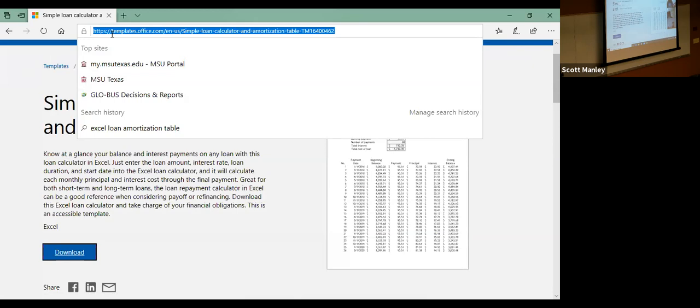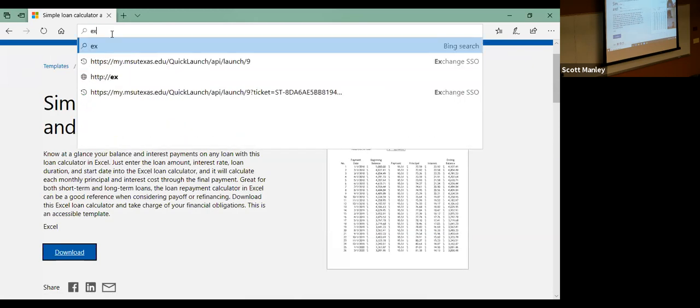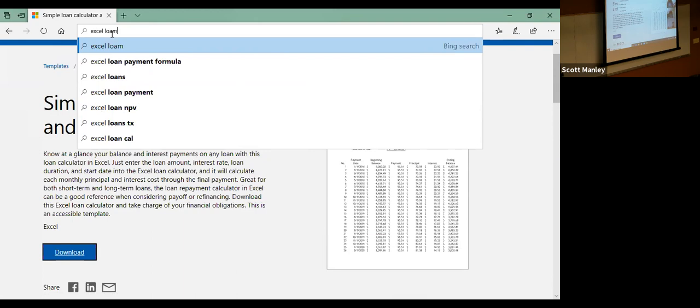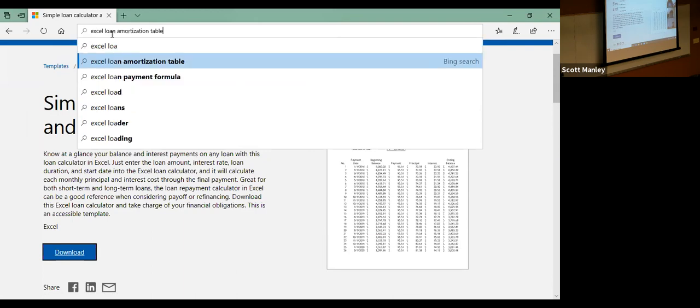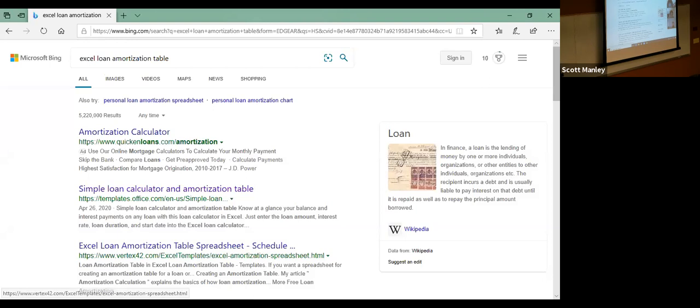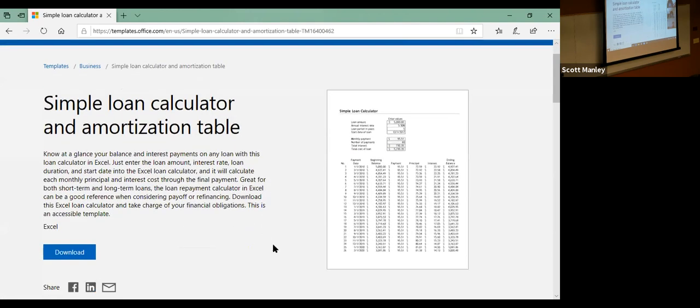I simply opened up a browser and I said Excel loan amortization table, okay? And I found the one from Microsoft Office, okay? It's result number 2. If you search exactly for Excel loan amortization table using Bing, it's the second result, okay? You click it, it's going to tell you, hey, this is what it looks like. Do you want to download it?